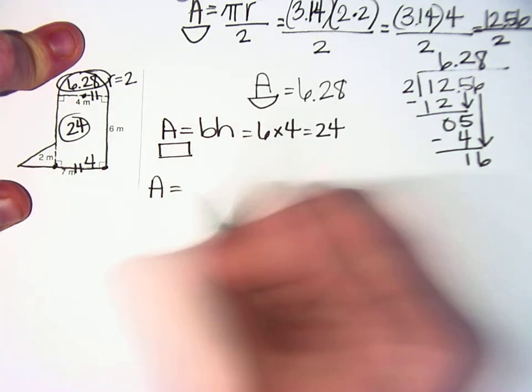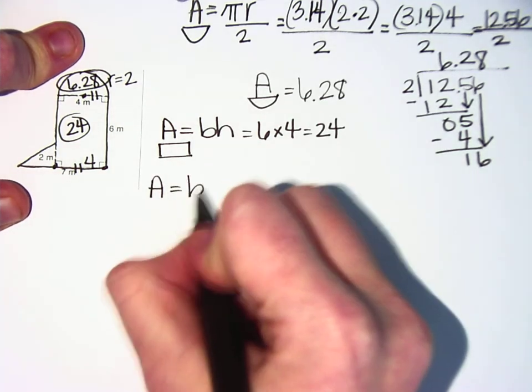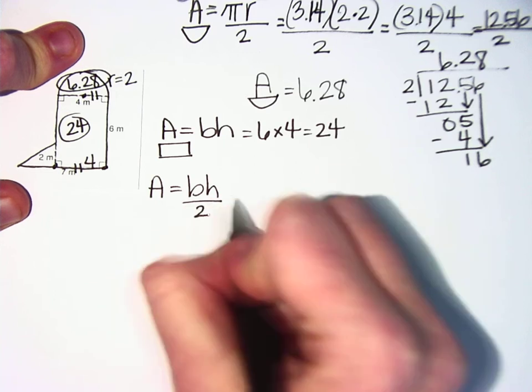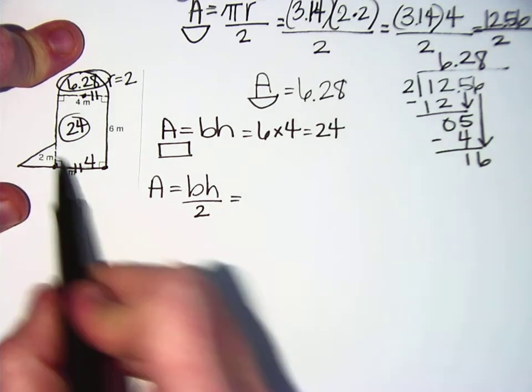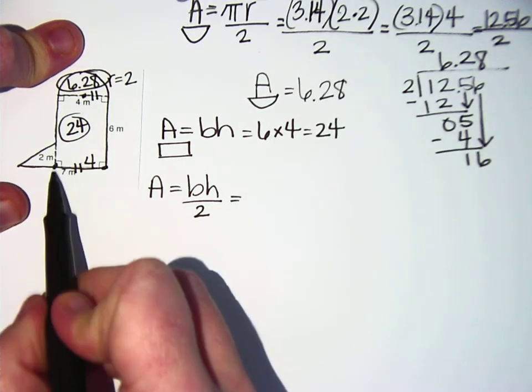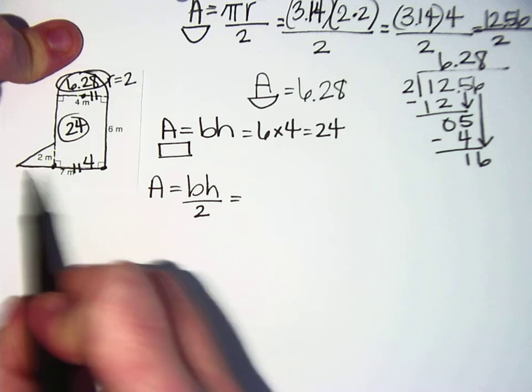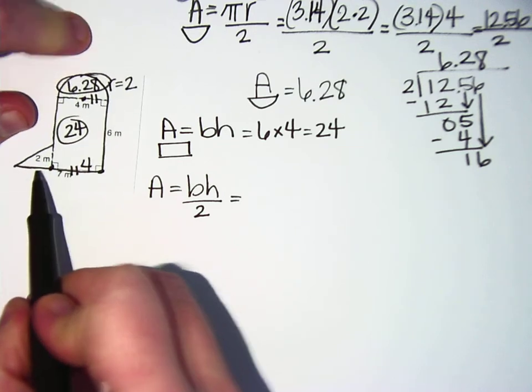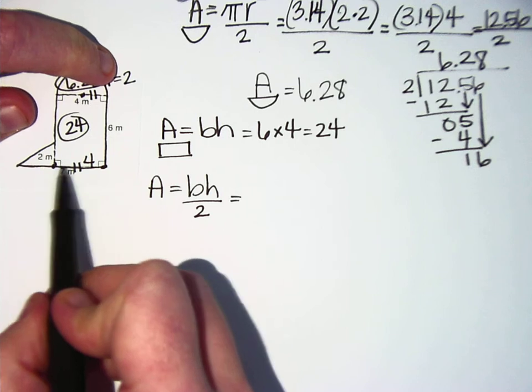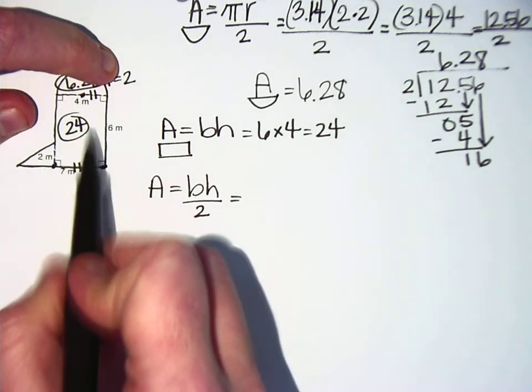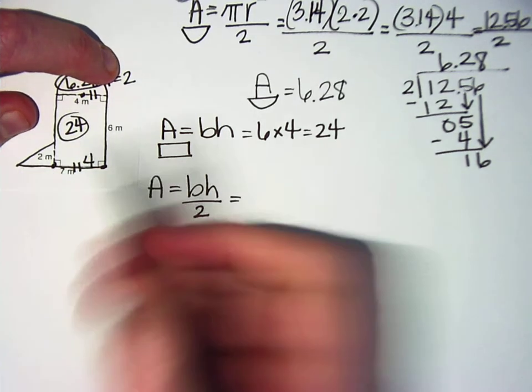The formula for a triangle is B times H divided by 2. Okay, so let's look here. We know that our height is 2, but it doesn't have anything about our base. So we've got to figure out, based off the other shapes in this composite figure, what this base is.